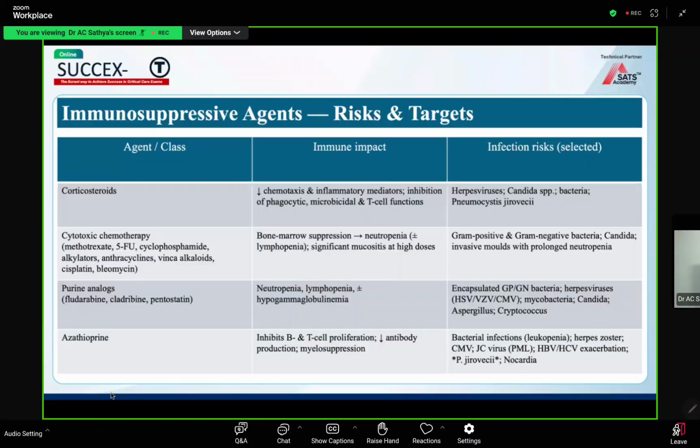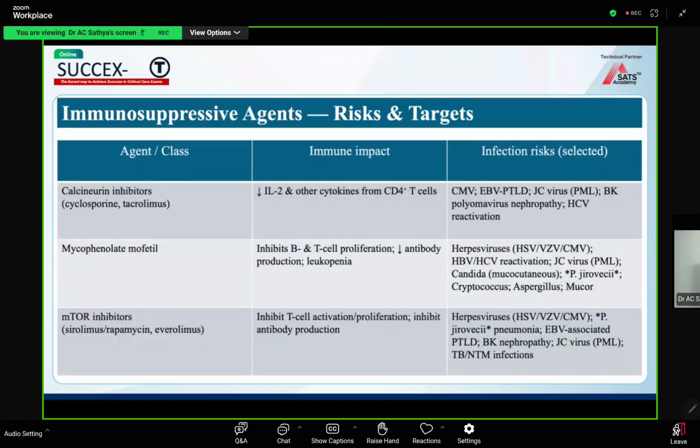Steroids are a special category, which involve a lot of cell lineages, including chemotaxis, inflammatory mediators, inhibition of phagocytosis, T cell function. So a lot of infections can always be associated with steroid. And one important thing with steroid is the rate of infection is always dose dependent.